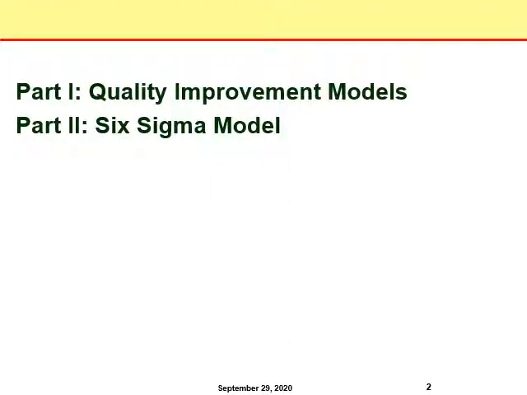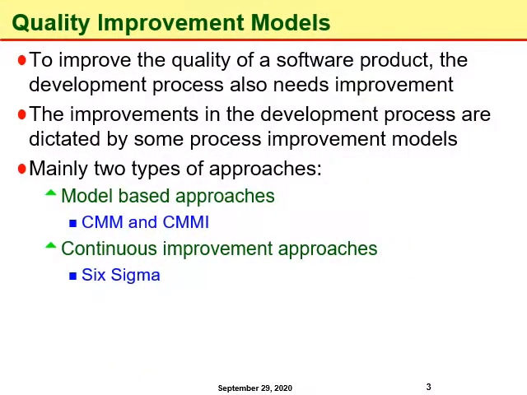This lecture consists of two parts. In part 1, we will discuss quality improvement models. We will also discuss two famous models, CMM and CMMI. Whereas in part 2, we will discuss another quality improvement model, which is the Six Sigma model. So we start our discussion on quality improvement models.